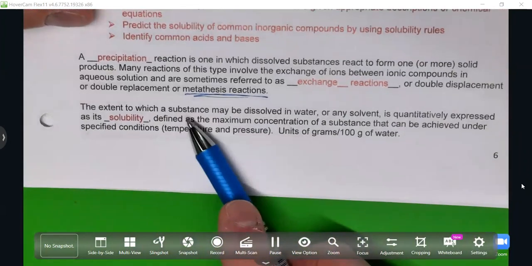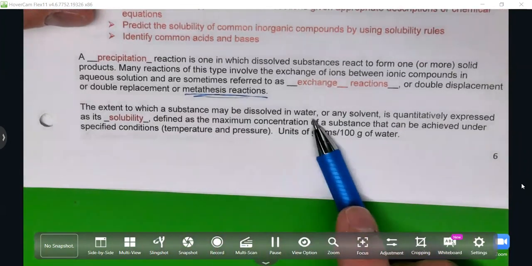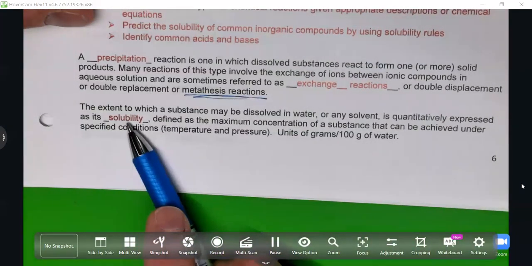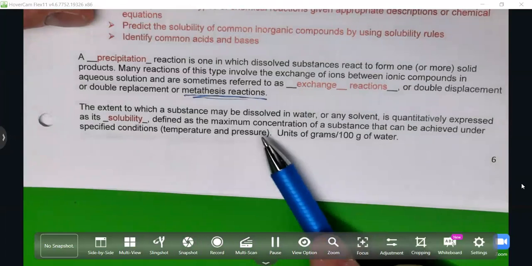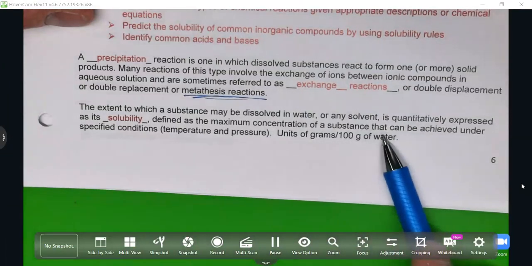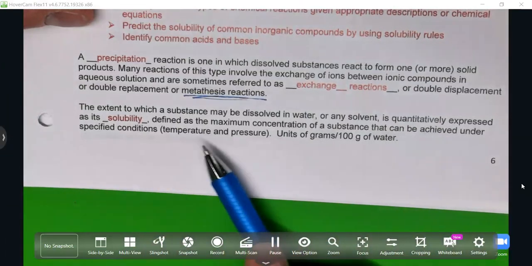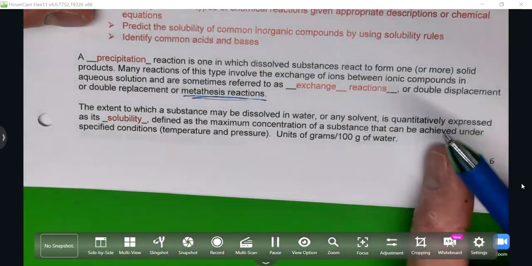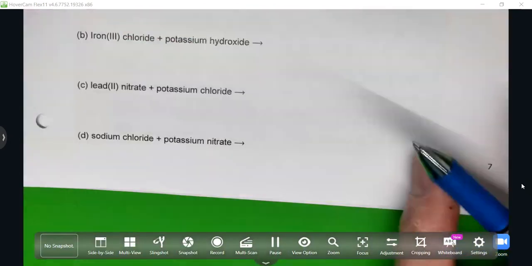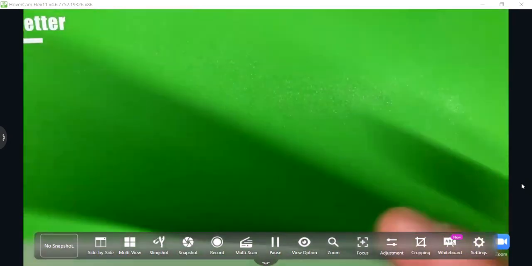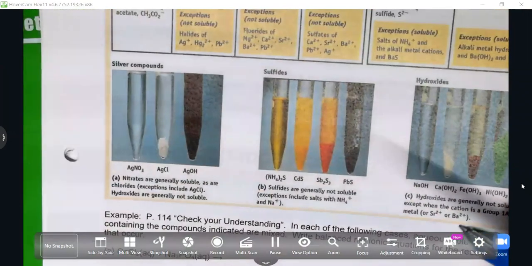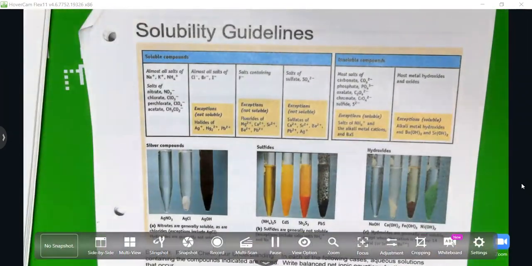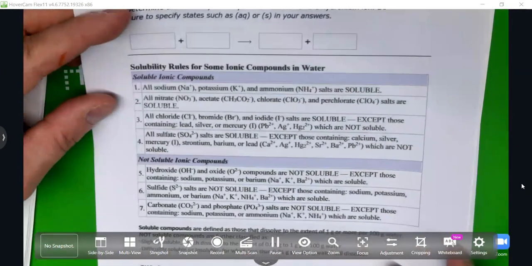The extent to which a substance may be dissolved in water or any solvent is quantitatively expressed as its solubility, defined as the maximum concentration of a substance that can be achieved under specific conditions, temperature, and pressure. Units are grams per 100 grams of water. So these solubility guidelines are the same as these.